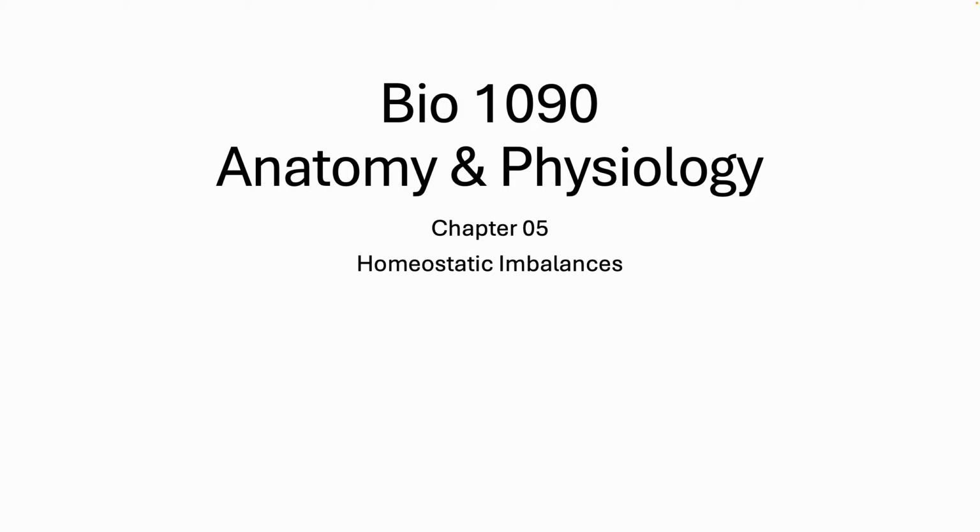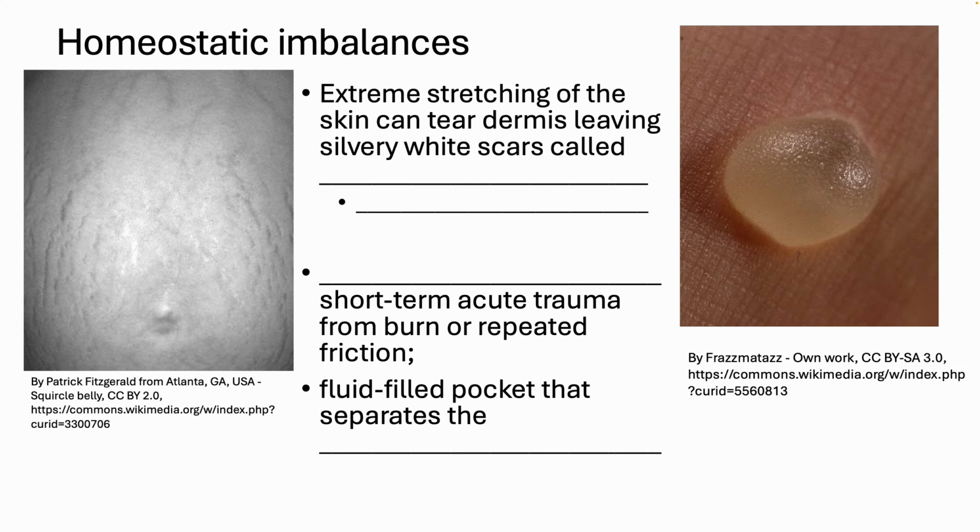Right, in this video, we're going to talk about some of the homeostatic imbalances that can result when things are not regulated properly with our skin. So, first off, a few things that can be related to the dermis and the epidermis and how they interact with each other includes the types of scarring that are known as striae or streaks. This is the stretch marks.